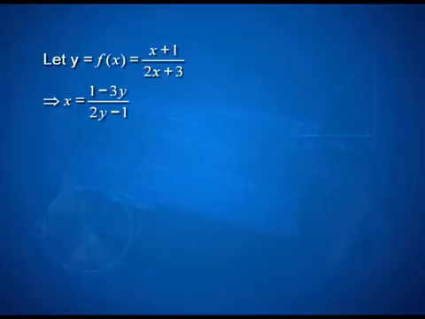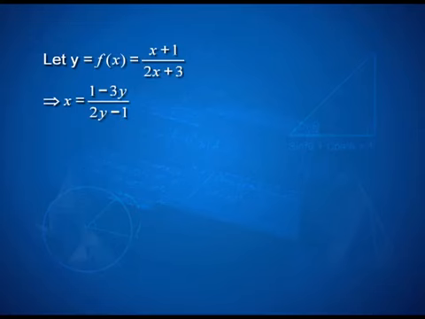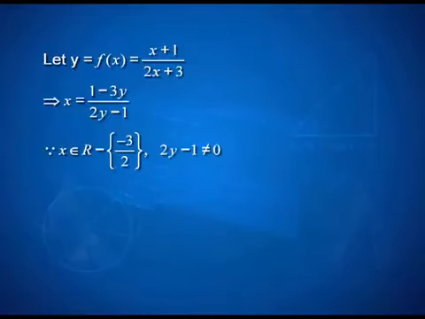Simple, right? To find the range, very mechanically what you may do is write y equal to x plus 1 by 2x plus 3, cross multiply, collect the terms of x and express x in terms of y. Doing that, you get x is equal to 1 minus 3y by 2y minus 1. Now, apply the same logic as we had earlier. X is a real number other than minus 3 by 2.